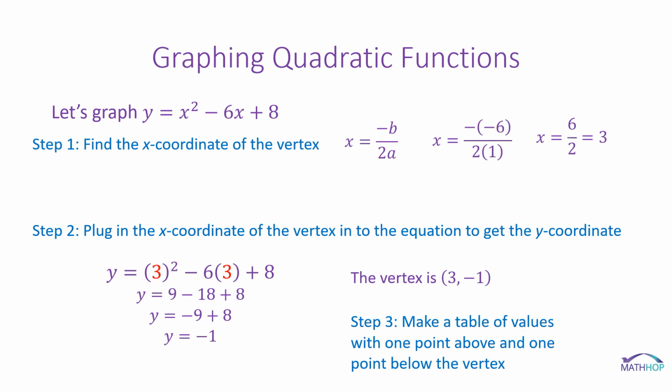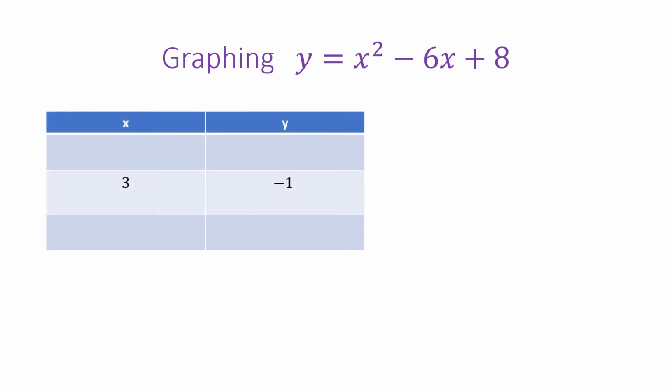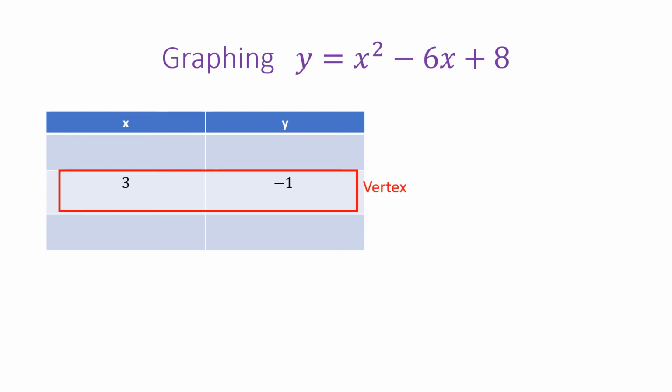Okay, we're going to need a new screen though. So graphing still, y equals x squared minus 6x plus 8. We are going to make a table. Remember, we already know the vertex is 3, negative 1. That is our vertex. We found it on the previous screen. Now we're going to go ahead and plug in a value less than 3 for x. So let's say 0. Plugging 0 in, 0 squared minus 6 times 0 plus 8 is simply y equals 8.